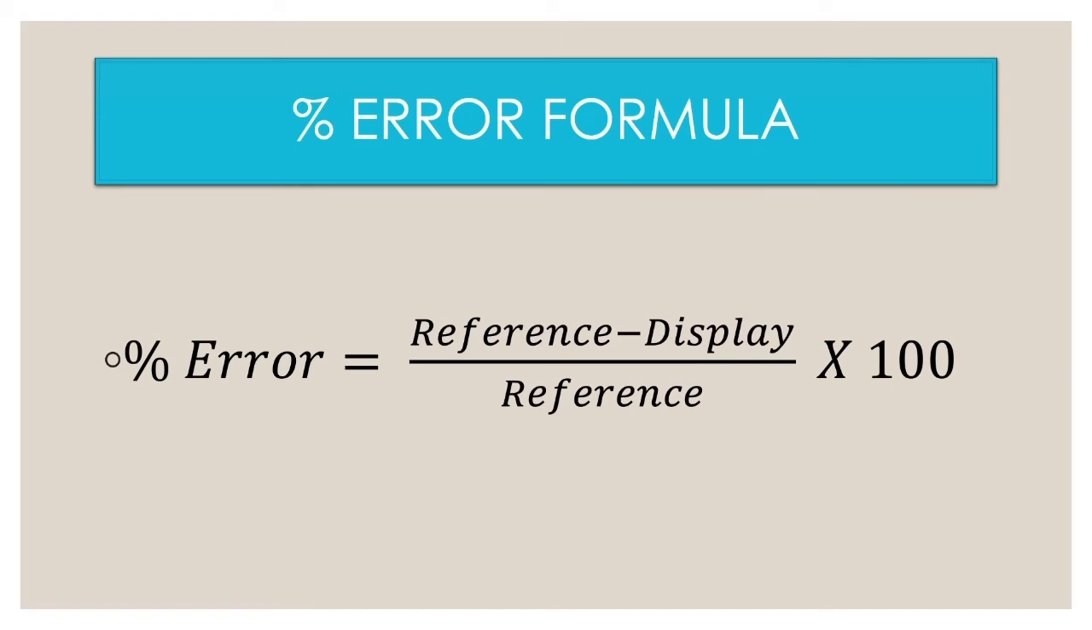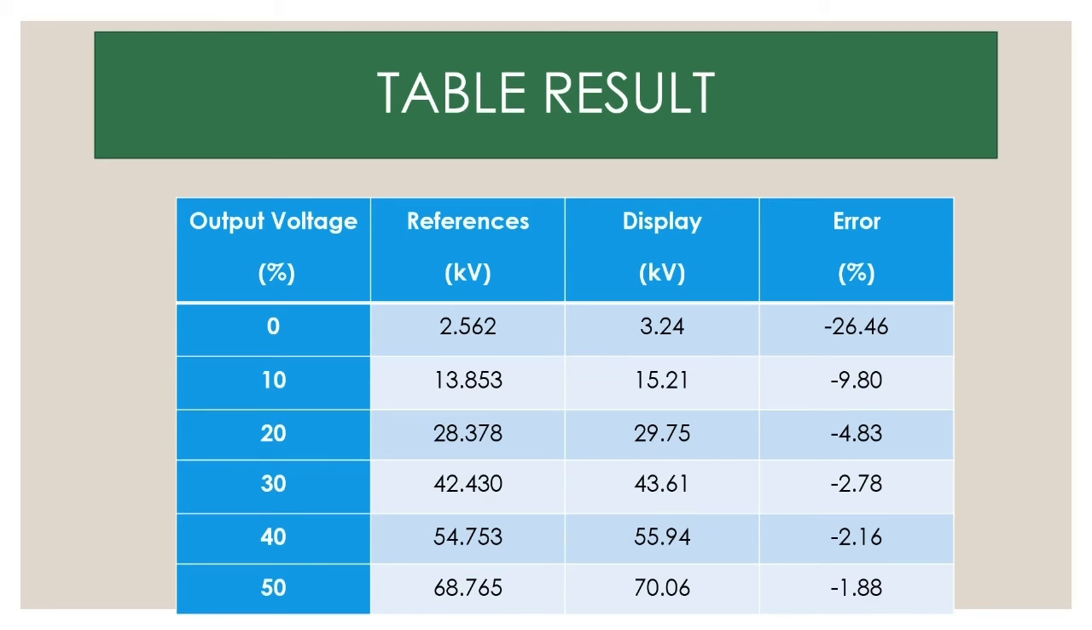Okay, so next is the formula for percentage error. This is the formula that we use to calculate the percentage error between the reference value that we get from the kit control and the display value from the picoscope. For this lab, the measured value is from the kit control and the true value is what we get from the picoscope. Okay, next is the table of results.